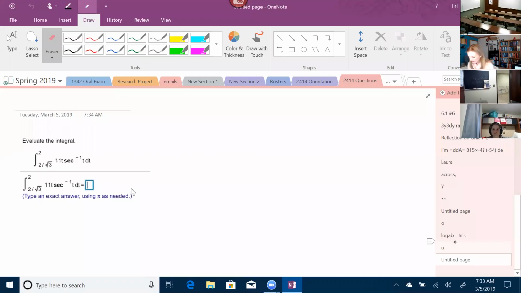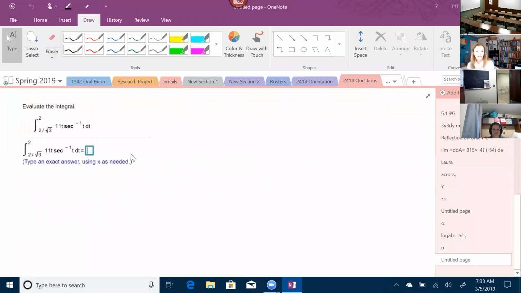Okay, we'll take a second and look at this problem. So basically, you're going to use integration by parts, right? But you have to figure out what's going to be your u and what's going to be your dv. What feels good to be the u is the 11t, but unfortunately you don't know the antiderivative of the arc secant, so it's going to be better to let u be the arc secant of t, or the inverse secant of t. Does that make sense?